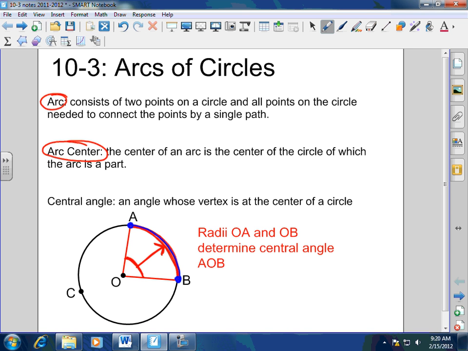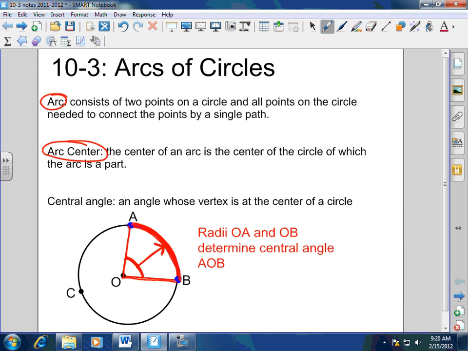And the central angle, of course, is an angle whose vertex is at the center of the circle. So again, when you connect AO and BO, not only do you form a central angle, but that central angle is also the arc center, and the arc opposite that angle is called the intercepted arc, and that's what you get. Yes, sir? Yes, arc center would be called AOB, just like the central angle.